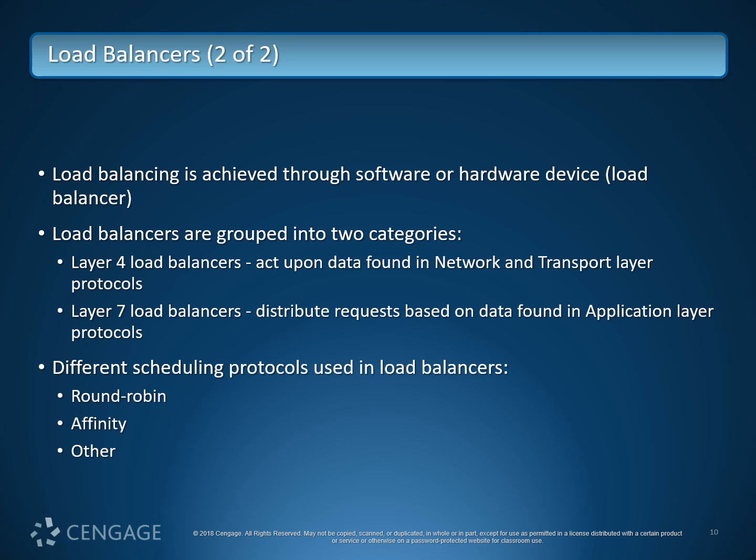Load balancing is achieved through either a software program or a hardware device, and we group these into 2 categories. Layer 4, transport layer load balancers, act on layers 3 and 4. Layer 7, or an application load balancer, distributes requests based on data found in layer 7. Now there are some different scheduling protocols used in load balancers, one of which is used primarily for CPUs. That's the round robin approach, where you transition from one unit to the next after a predefined series of time. And then you also have affinity, and there are a couple of other protocols as well.